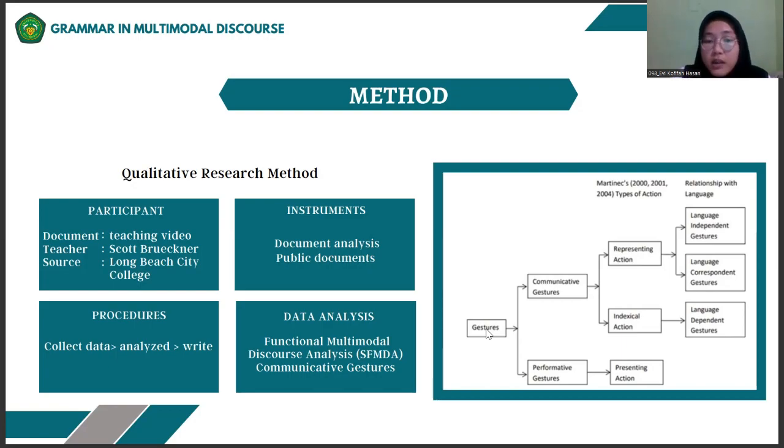Martinec divided the Castor analysis into two types. The first is performative Castor and the second is communicative Castor. But in this research, we just focus on communicative Castor. I think that's all for the method.